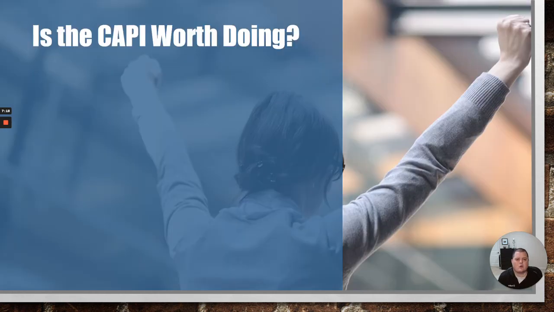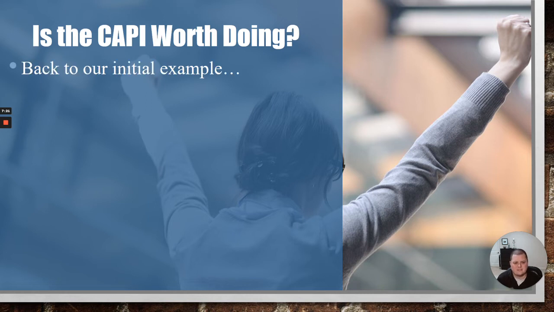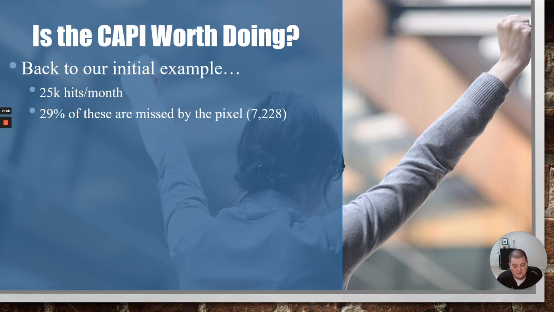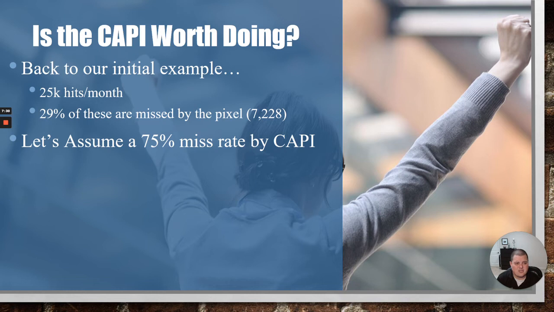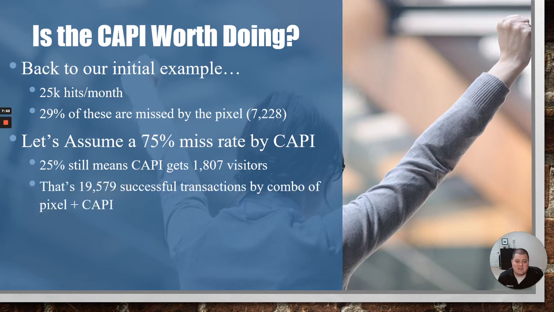Well, let's take a look back at our initial example. Let's say that we got those 25,000 visits per month. 29% are missed by the pixel. Let's assume that the conversion API is going to miss 75% of people. Let's say you're just really skeptical about its match rates. So 75% of the time we're going to assume it's going to miss, right? That's a different way of saying 25% of the time it's still going to hit. And that means that you're picking up an additional 1,807 visitors out of that. So that means that out of your 25,000 hits per month, 19,579 of them were successful data transactions between either the pixel or the conversion API.